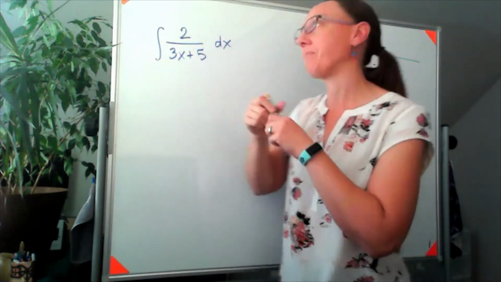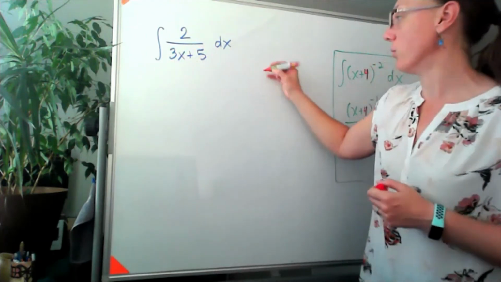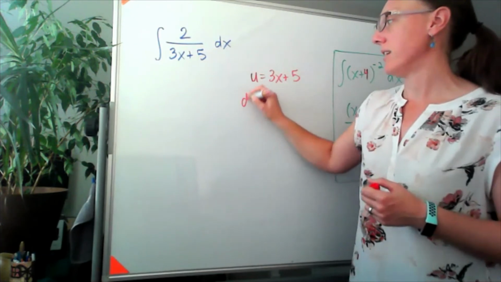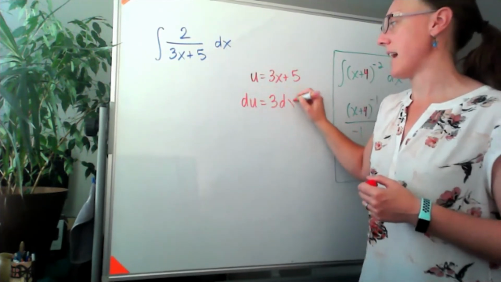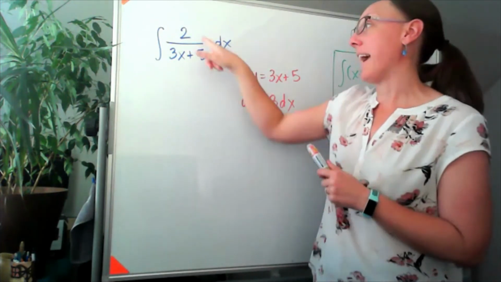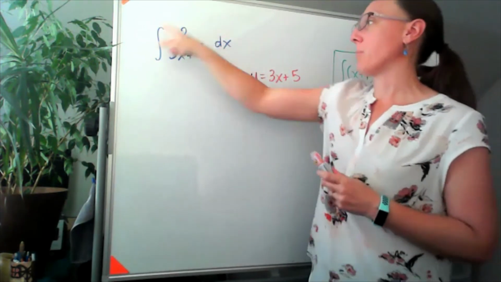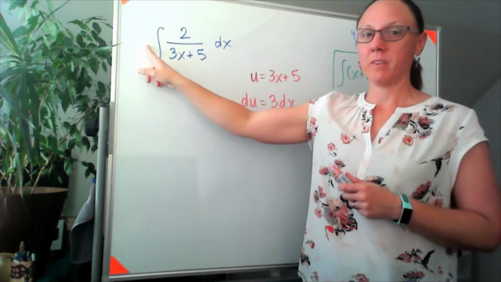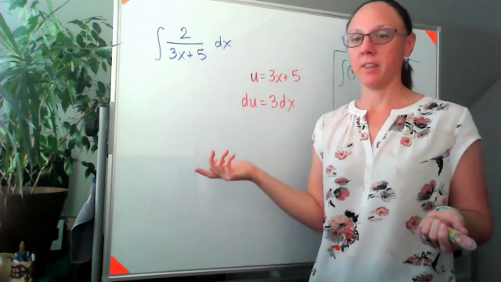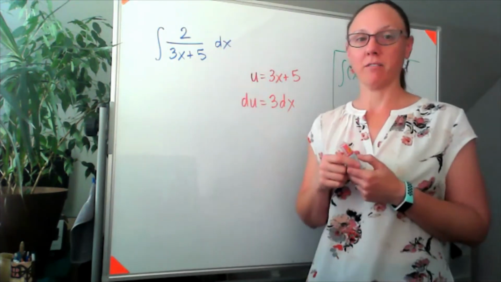So here, I'm going to set my denominator to be u. And if u is equal to 3x plus 5, then du would be 3 dx. I don't have a 3 dx in the problem. I have a 2 dx on the top. So there are a couple of options. We can pop the 2 out front, or we can turn the 2 into a 3. It doesn't really matter. I happen to think it's a little bit cleaner to pop the 2 out front.